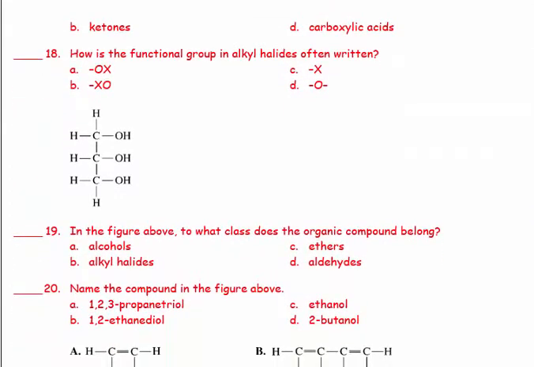18. How is the functional group in alkyl halides often written? We just put a dash and the name of the group. Okay, so the answer is C.